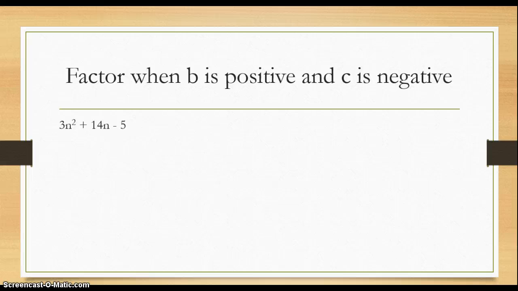So here, when B is positive and C is negative. Well, we know when C is negative, automatically plus minus or minus plus, however you want to label it. Again, 3 is prime, perfect. 3n, 1n. Now, it may switch because the signs are different now, so we're going to have to play this game a little bit. So 5 is prime, and we know that we need a positive 14n.